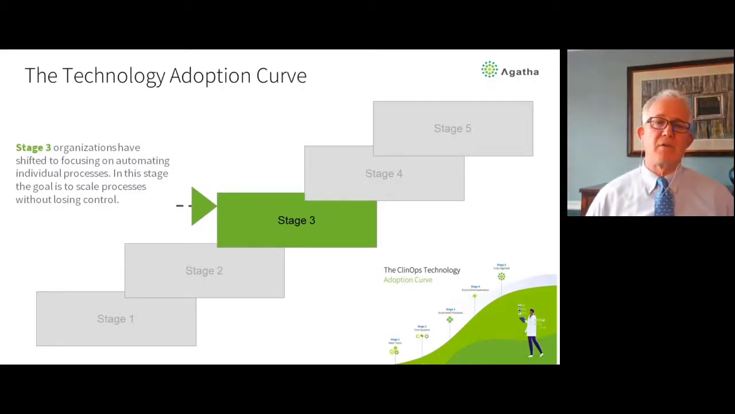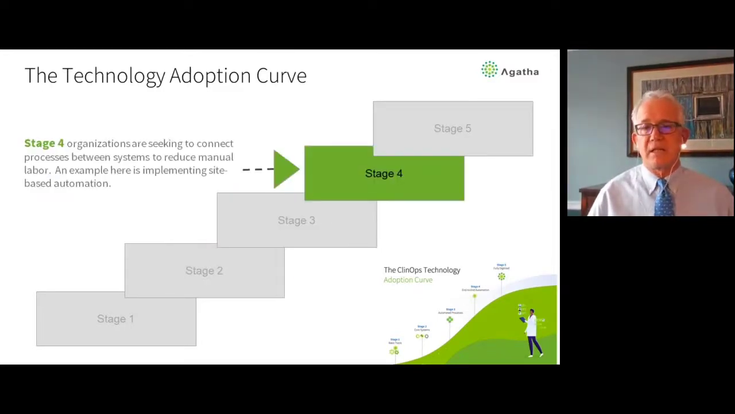But now it's about scaling those processes without losing control. And that means things like workflows, reviews, and approvals that are very difficult to do with email, and scaling those quickly and doing that within individual software products, and many more of them as well, I should emphasize.